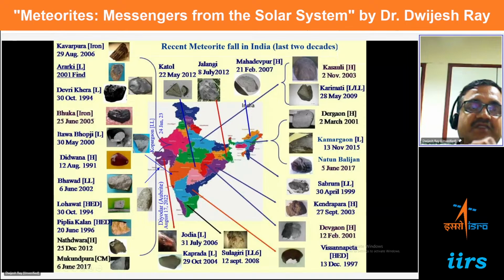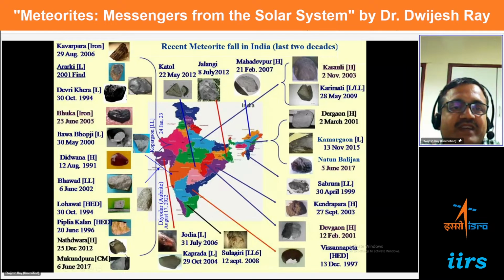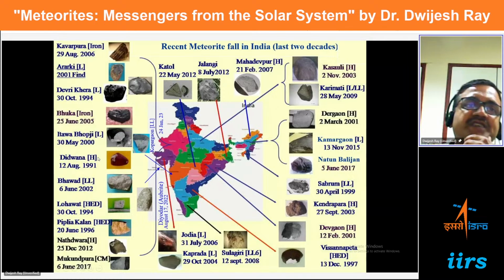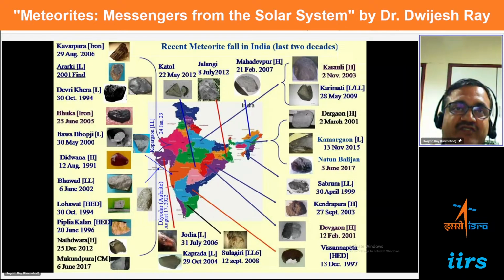There are also some recent very interesting meteorites, like the carbonaceous meteorite Mukundpura, which was collected from Jaipur in 2017. And you can see the statistics that most of the meteorites are ordinary chondrites, either high iron H type, low iron L type, or very low iron, low metal LL type. So most of the falls are ordinary chondrites and carbonaceous chondrites are very few. So I will end here.